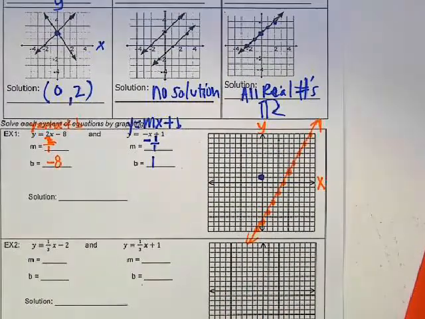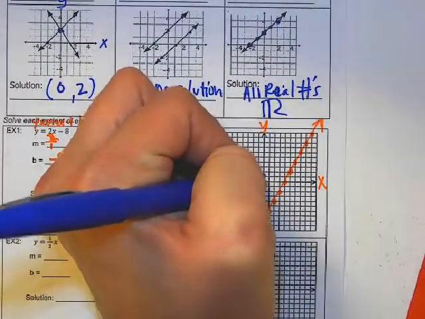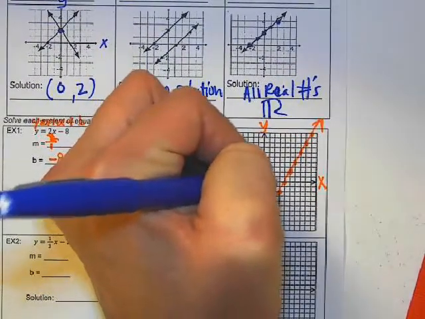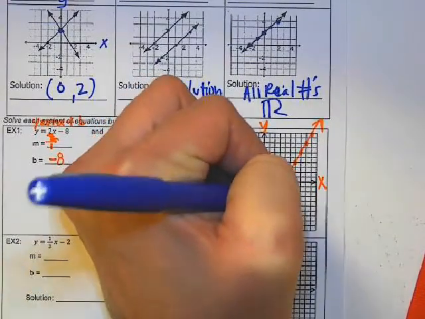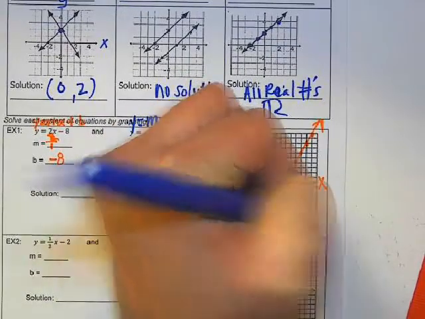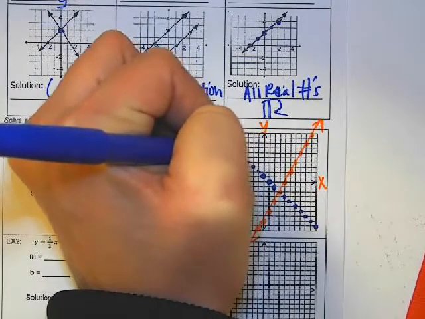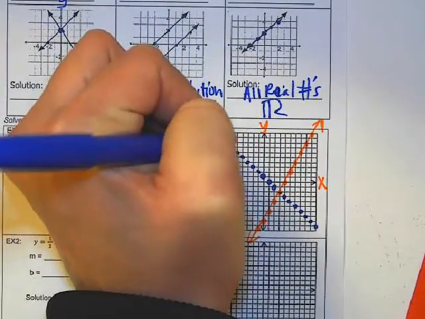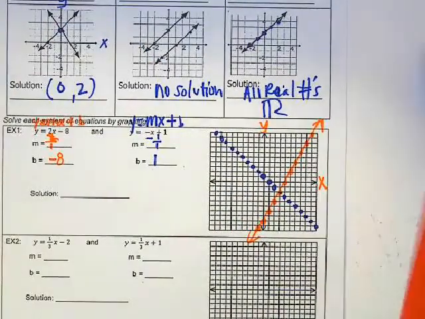Is your slope positive or negative? Negative. So am I going to go up or down? Down. Down how many? Then which way? Always right. Keep going until you can't go any further, and draw your line.